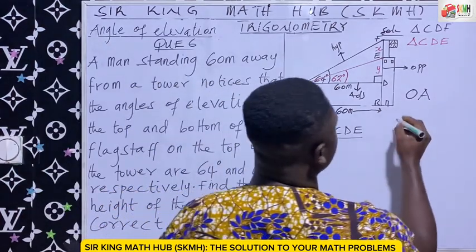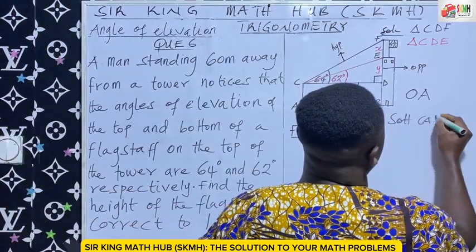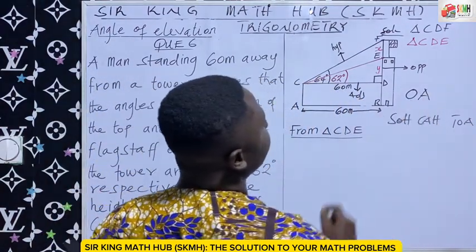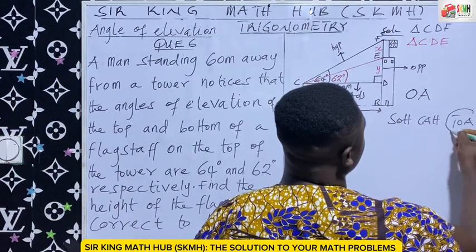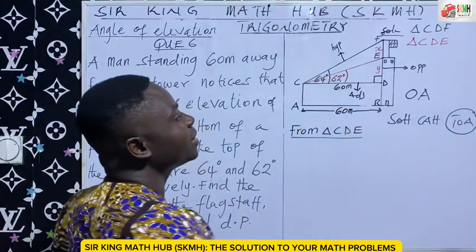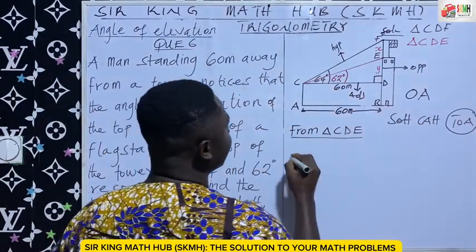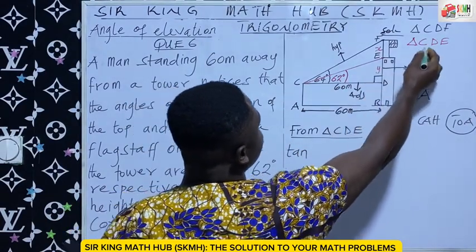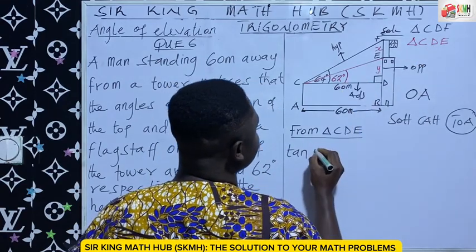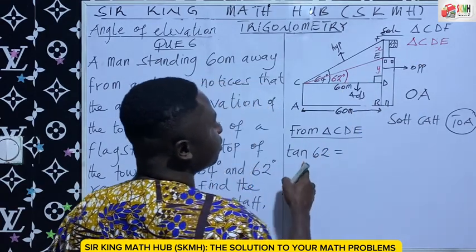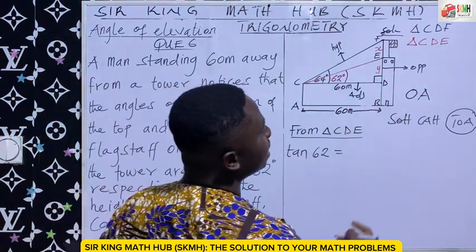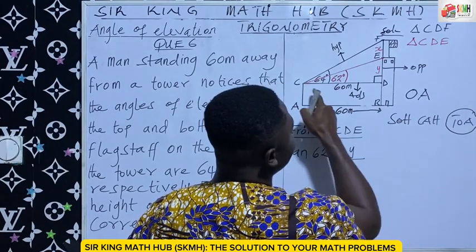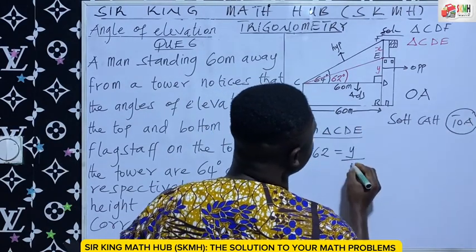So from SOHCAHTOA, which side has opposite and adjacent? So clearly that is TOA. So it means that to calculate for Y, we have to find the tan of the acute angle. So for triangle CDE, the acute angle measures 62. So the tan of 62 degrees must be equal to the length of the opposite, which is Y, divided by the length of the adjacent, 60 meters.